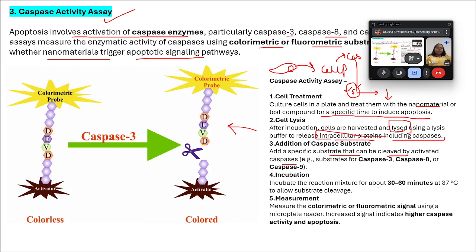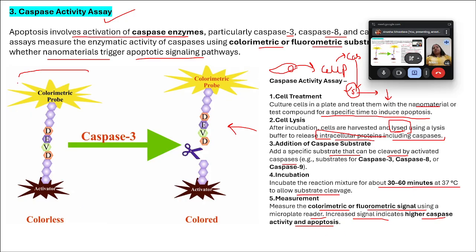So incubate the reaction mixture for about 30 to 60 minutes at 37 degrees Celsius to allow substrate cleavage. Measure the colorimetric or fluorometric signal using a microplate reader. So increased signal indicates higher caspase activity and apoptosis.